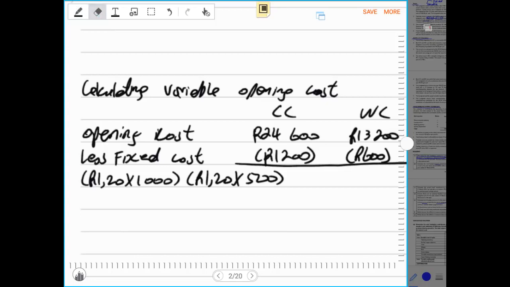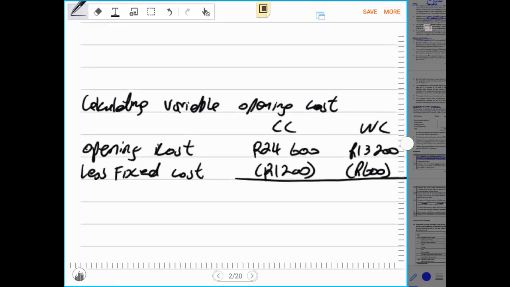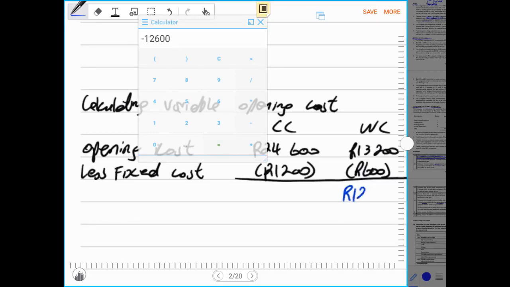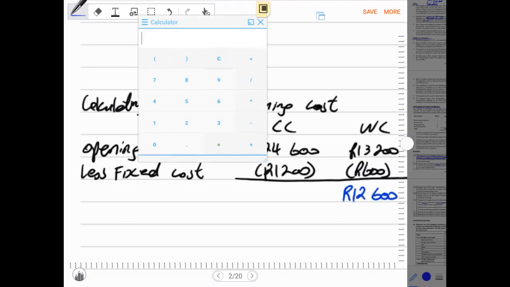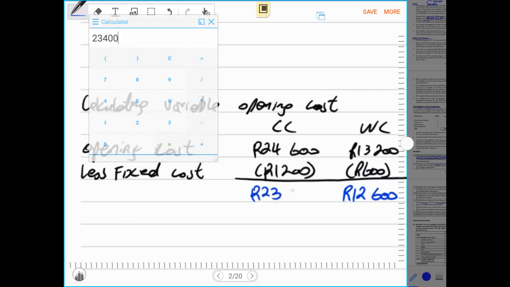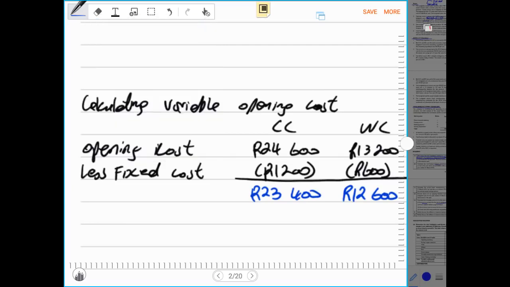So now that means the adjusted variable cost in the opening inventory, or the variable opening inventory, will be the opening cost minus the fixed portion. So this will be the variable opening inventory, or variable opening cost: 24,600 minus 1,200, and this gives me an amount of 23,400. So now this is the opening variable cost, or the calculating the variable opening cost.